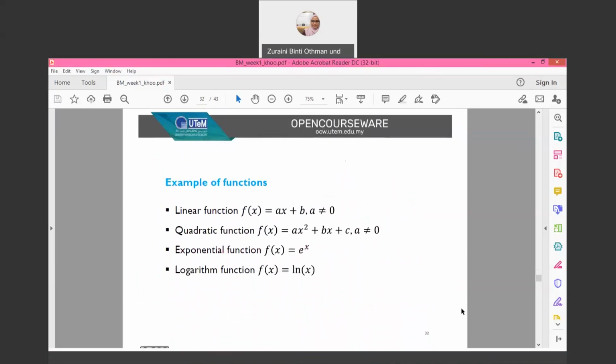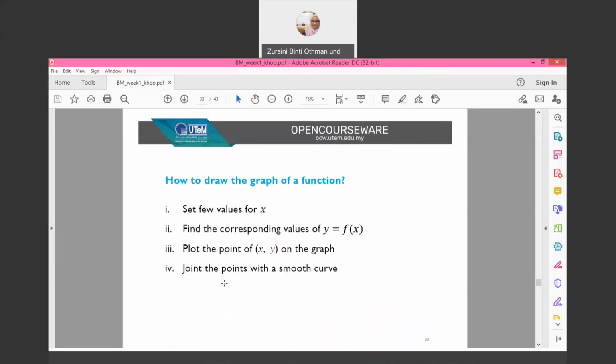Okay, so here is an example of a function. This is linear function, quadratic function, exponential function, and logarithmic function. Okay, so how to draw a graph from a function?